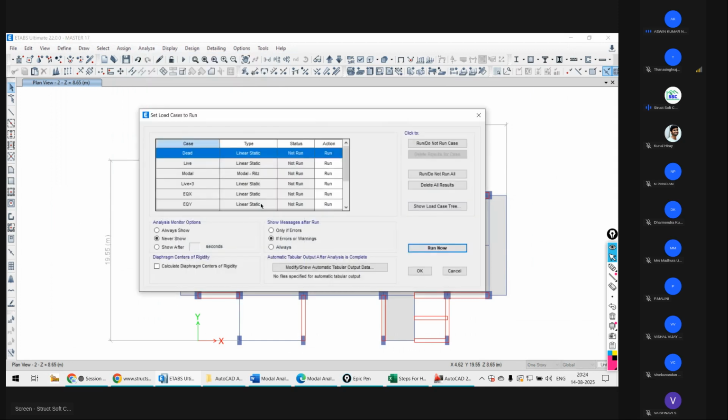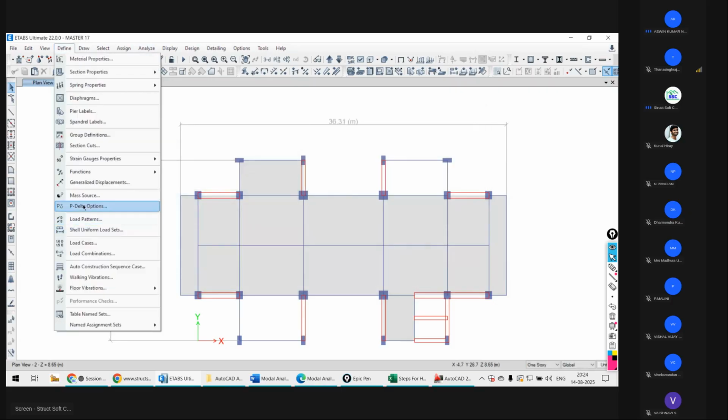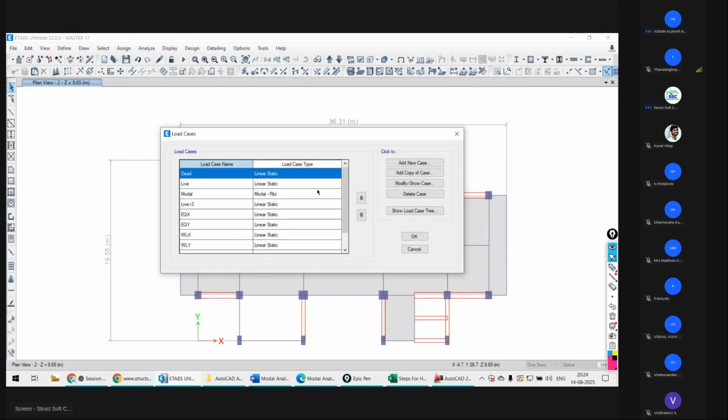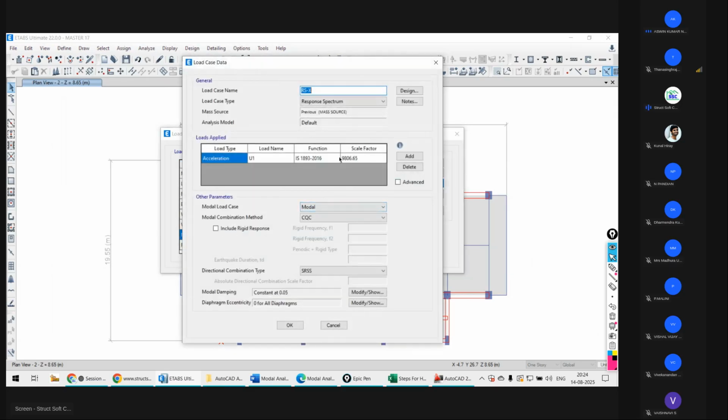Analyze, set load cases to run. Here, response spectrum. When you are going to modify this response spectrum, what is happening? Go to Define, Load Cases. In these load cases only, the dynamic one, modal analysis. So here the scale factor, this is also not the right one.